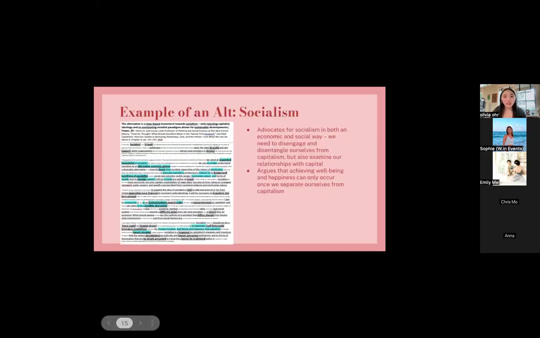The next example of the alternative is socialism, which is the Fraser card if you're following along. This advocates for socialism in an economic and social way. We need to disengage and disentangle ourselves from capitalism, but we also need to examine our relationships with capital. It argues that achieving well-being and happiness can only occur once we separate ourselves from capitalism. And it also provides uniqueness for the impact and link cards of capitalism being bad. So the alternative gets rid of capitalism, and the link and impact cards are about capitalism being bad. So now the impact has uniqueness.